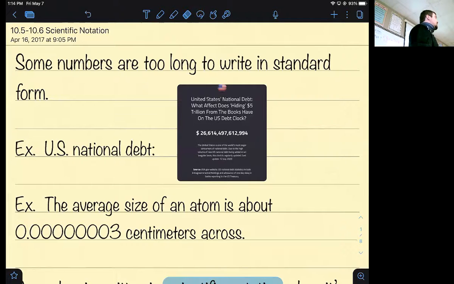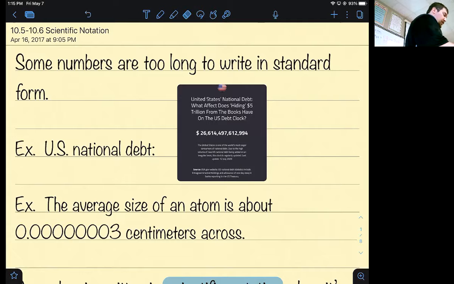Chapter 10 ends with probably one of the easier concepts. Okay. Still has to deal with exponents. We'll still see some exponents today, but we're not talking about exponent properties. We're talking about scientific notation. And so what is scientific notation? Well, some numbers are too long, I should say. Could be really, really small, could be really, really large, but either way, they're too long to write in what we call standard form. Standard form is how you normally write numbers.